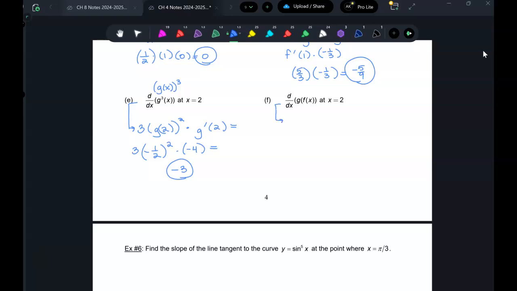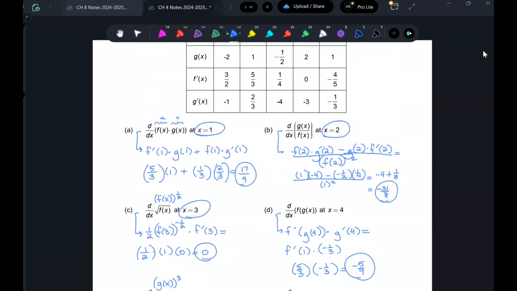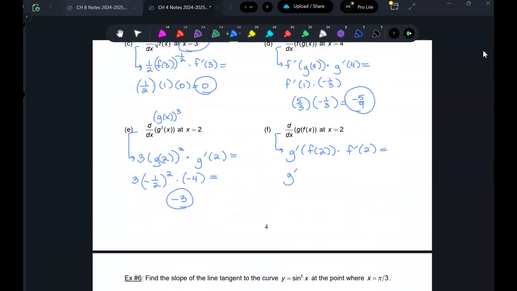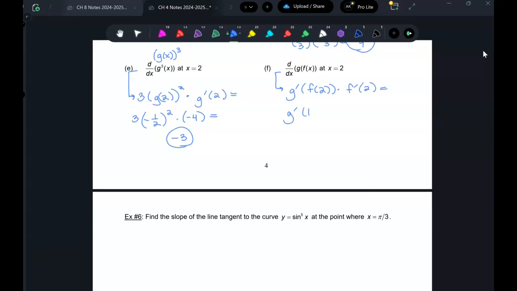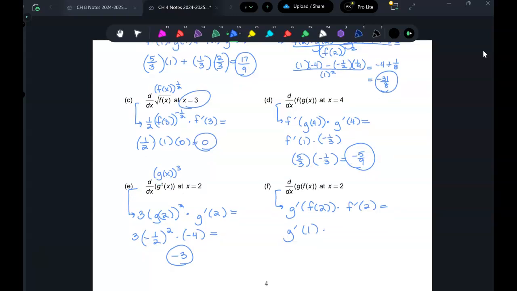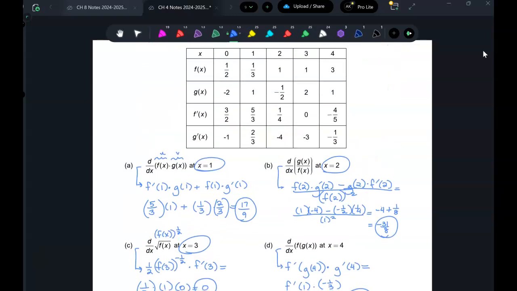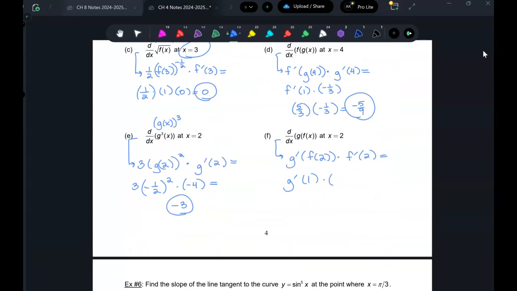Last one here, g prime of f of 2 times f prime of 2. So what's g prime of f of 2? It is 1. What's f prime of 2? A 4th. And what was g prime of 1? So 2/3 times a 4th.